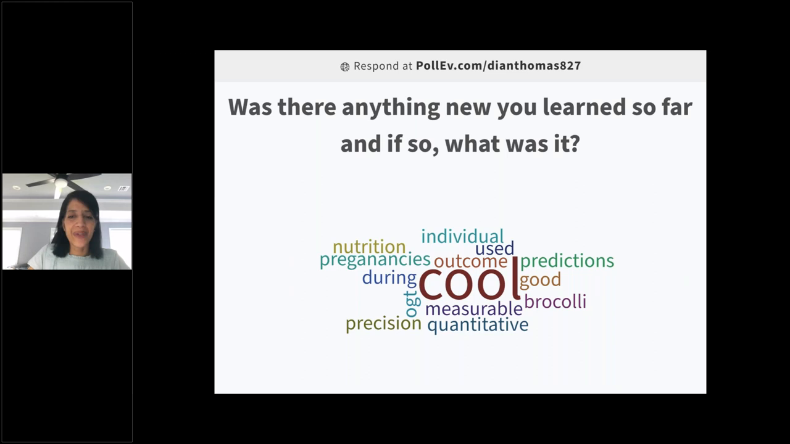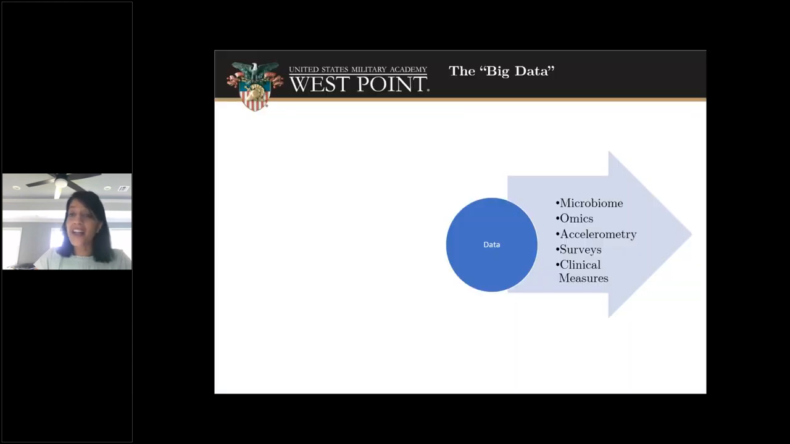Broccoli, I'd like to see what, maybe you're suggesting that as a good option for a mixed meal test. I love, by the way, I'm a natural language processing junkie, so I like to use things like this to see what people were thinking about. All right, let's move on. Now you know, you gotta pay attention. So let's go to the data.